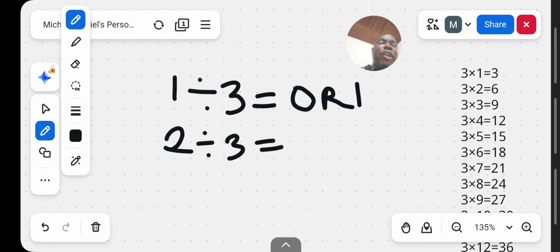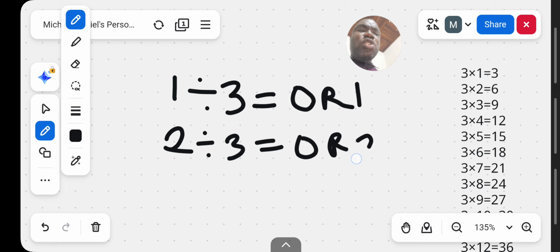So what about if we have 2 divided by 3? If you read the 3 times table, you still won't get 2. 2 is still smaller than 3. So since 2 is smaller than 3, 2 divided by 3 is still 0. Now remaining this 2, you didn't use the 2. Remember, we are trying to put our answers in whole numbers. So 1 divided by 3 is 0 remaining 1, because 0 is smaller. 2 divided by 3 is 0 remaining 2. We didn't use the 2 at all.